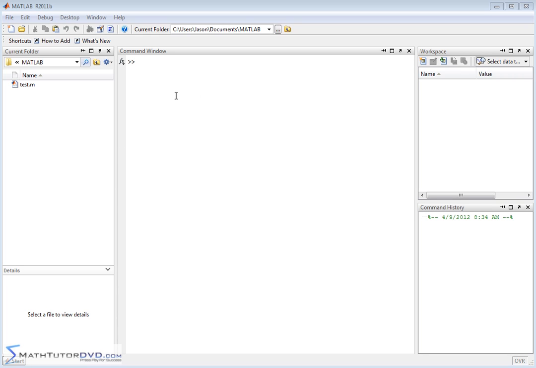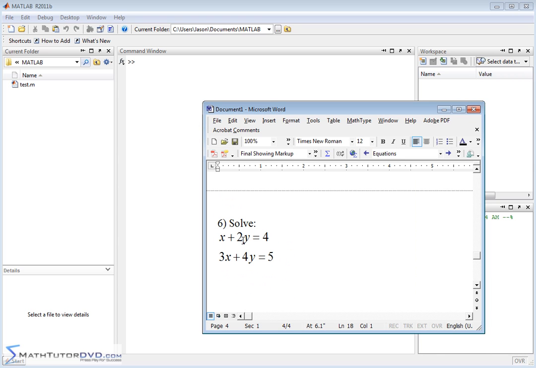And I really can't stress enough to you how common this is. You use it when you're solving electric circuits, you use it in mechanics, you use it in almost any branch of science and engineering, because lots and lots of physical things end up boiling down to systems of linear equations. So for instance, what if you wanted to solve this system of equations? x plus 2y is equal to 4, and 3x plus 4y is equal to 5.